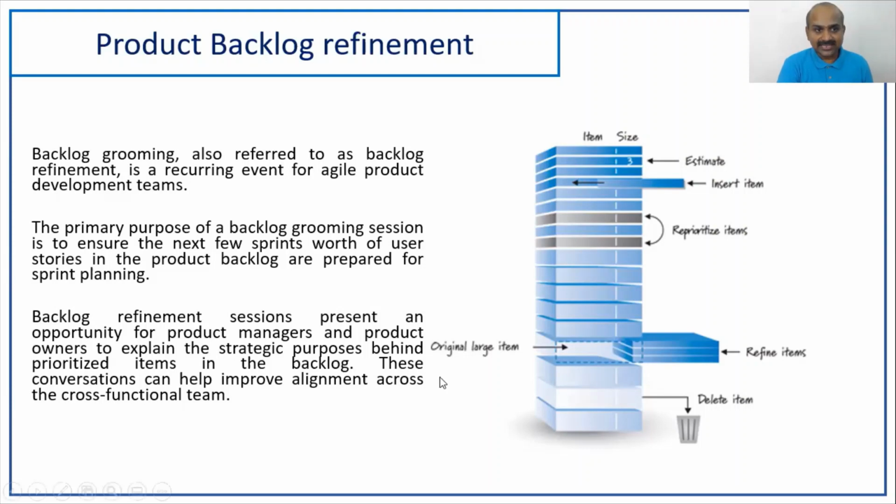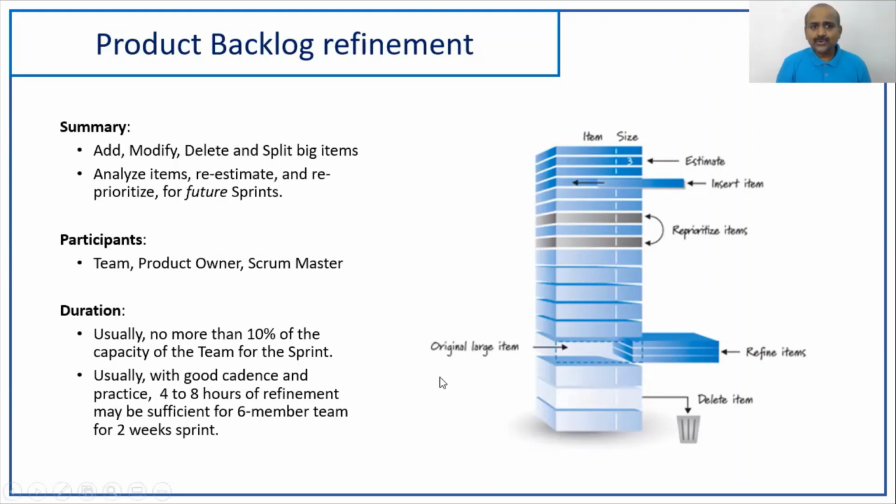So let's get on to the next one. What we do as part of product backlog refinement is very simple. We add, modify, delete big items. We analyze the items, we re-estimate the items, we reprioritize items. These are all for future sprints, not for the current sprint. Who are the parties to this event? Team, product owner, and scrum master. And the product owner or the team can also invite other colleagues relating to the subject.